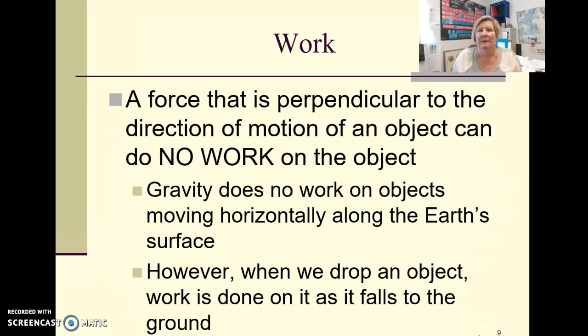A force that is perpendicular to the direction of motion can do no work on the object. In other words, that means that gravity does no work on objects that are moving along the Earth's surface. If, on the other hand, we are lifting an object up into the air or dropping it through the air, we do have gravity involved because it's not along the Earth's surface.